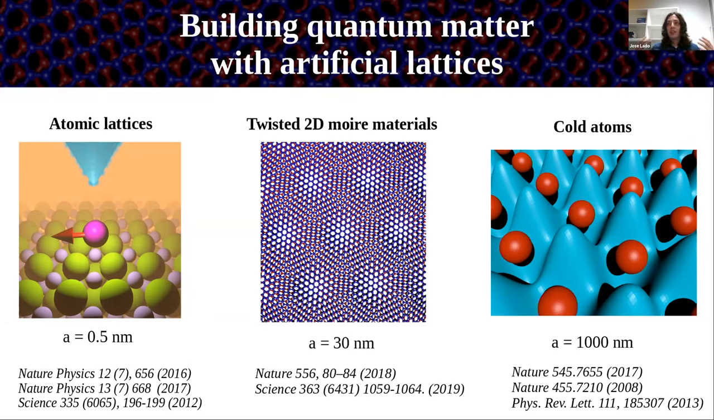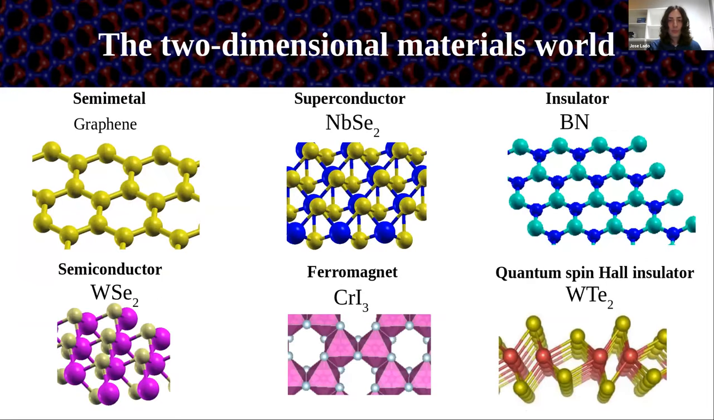And finally, this new player in this field, which is twisted two-dimensional materials, which in the future perhaps we can also use to simulate artificial Hamiltonians and to explore new states of matter that we are not capable of finding in natural compounds. So one of the most important things of twisted 2D materials is that we have a huge degree of freedom to engineer different structures.